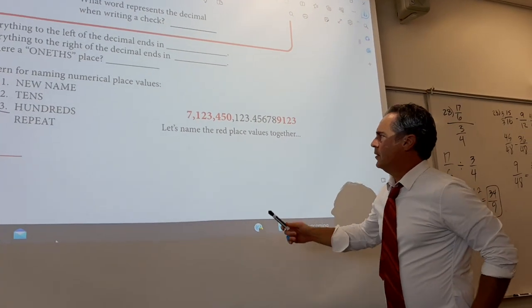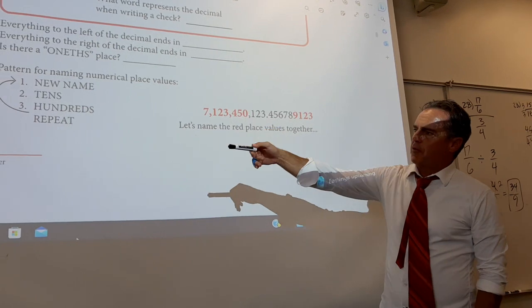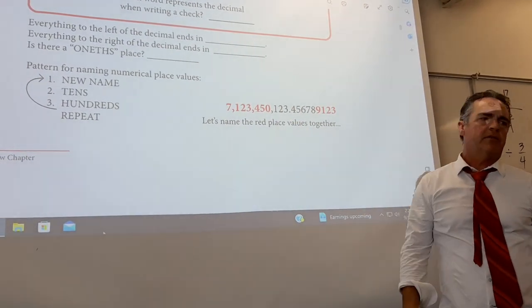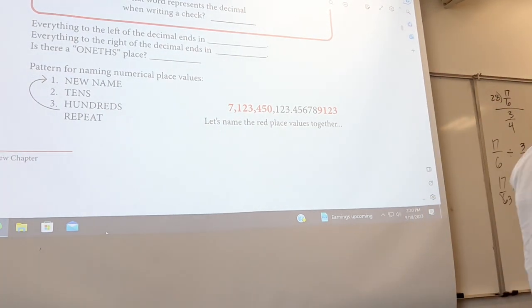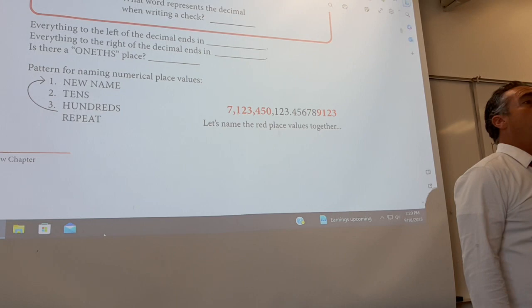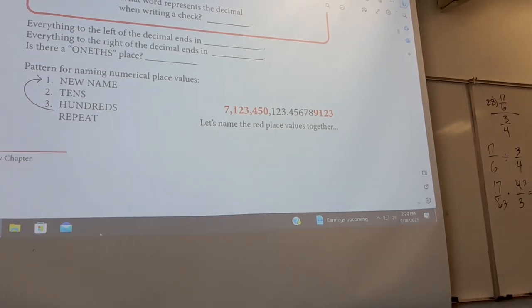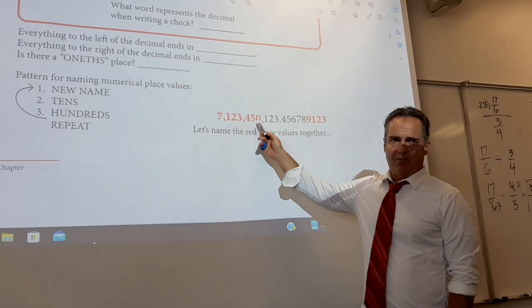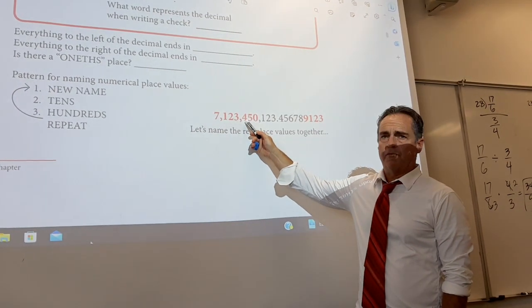So think about this right here. We already identified on the other board and up on our workbook that the 1 is in the what place? Hundreds. So if we keep moving to the left, the 0 then is in the new name. What's the new name? Thousands. And then we have tens of those, so 10,000s, and hundreds of those, 100,000s.